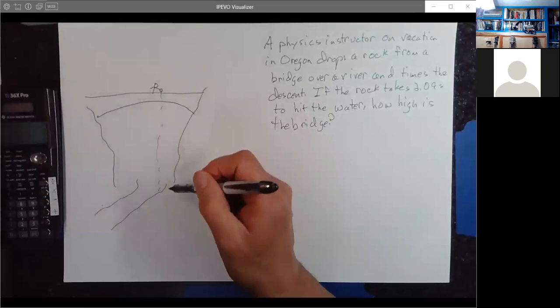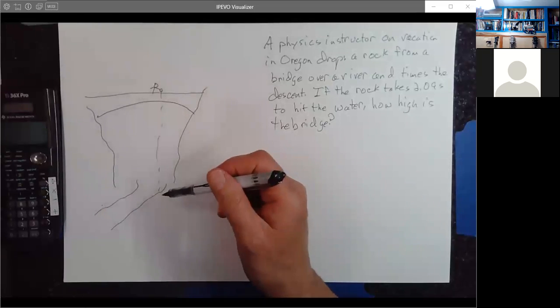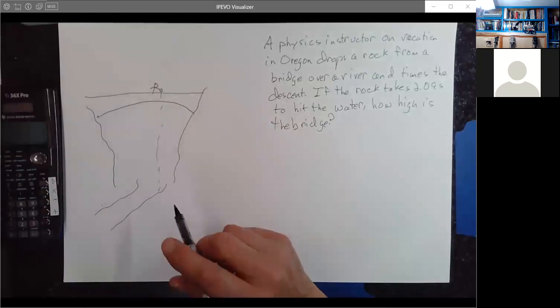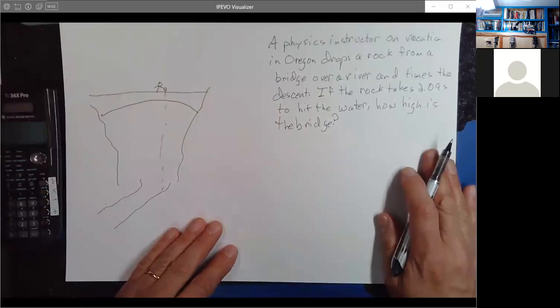I always check first to make sure nobody's fishing down there, because this is a popular fly fishing stream, but I didn't hit any fishermen as far as I know. So let's see how we can use one of our equations to figure this out.